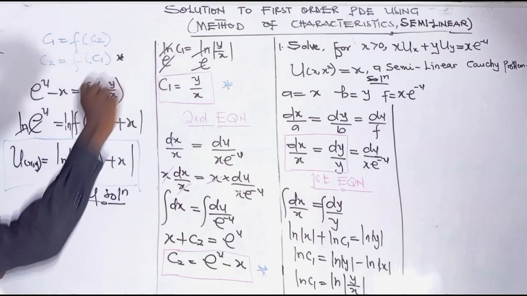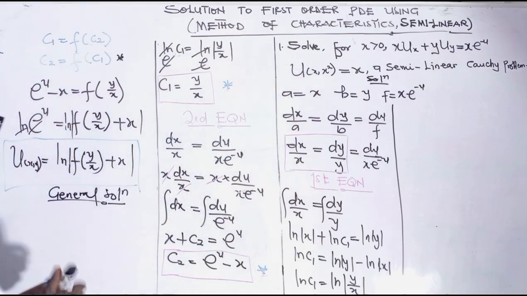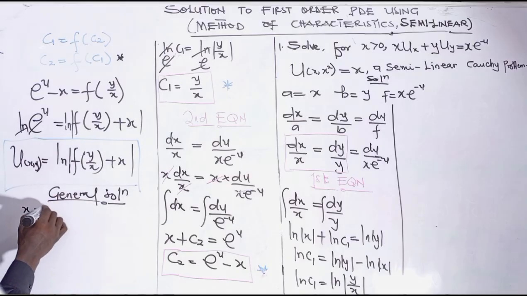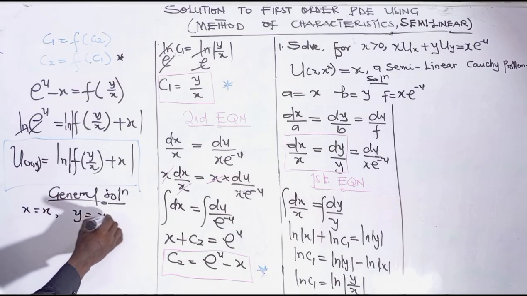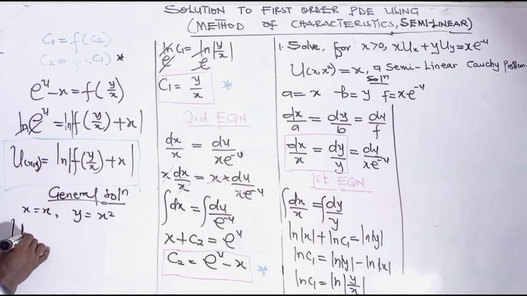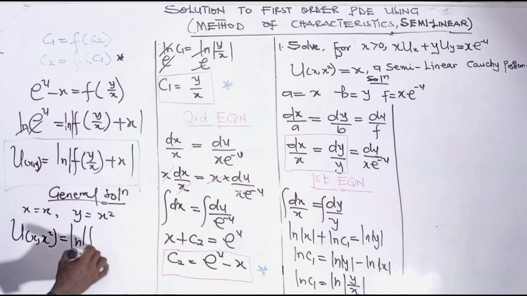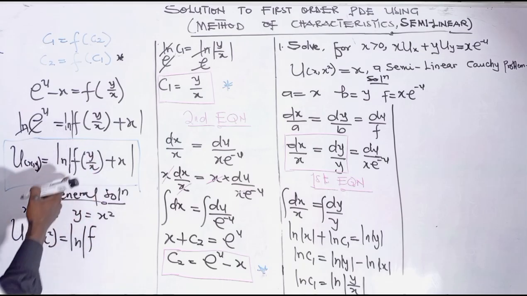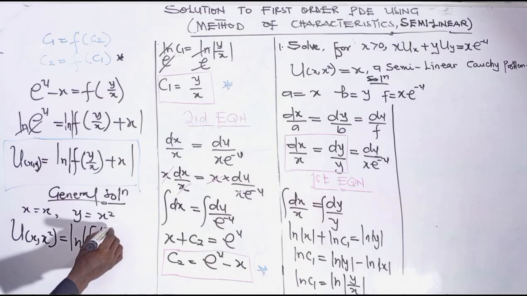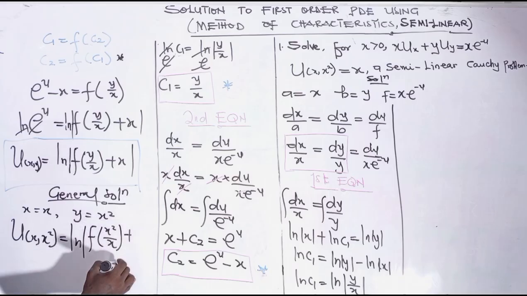So with the particular solution, what we are saying is that wherever we see x, we plug in x, and wherever we see y, we plug in x squared in the general solution. So we are going to plug this into the general solution. We have u at x, x squared is equal to ln of the function, wherever we see y we plug in x squared, so we have x squared all over, wherever we see x, we plug in x. Then we have plus, wherever we see x, we plug in x.